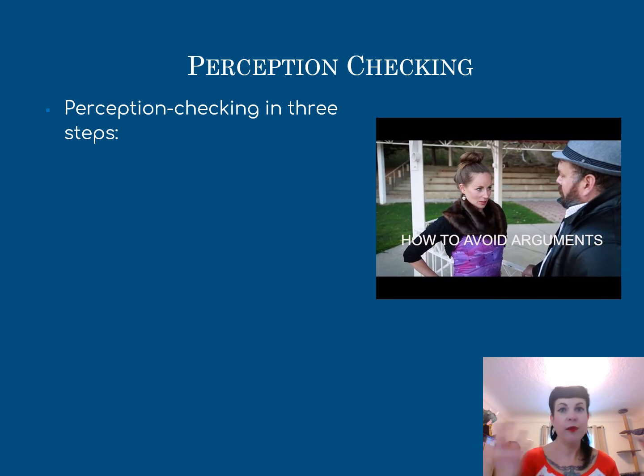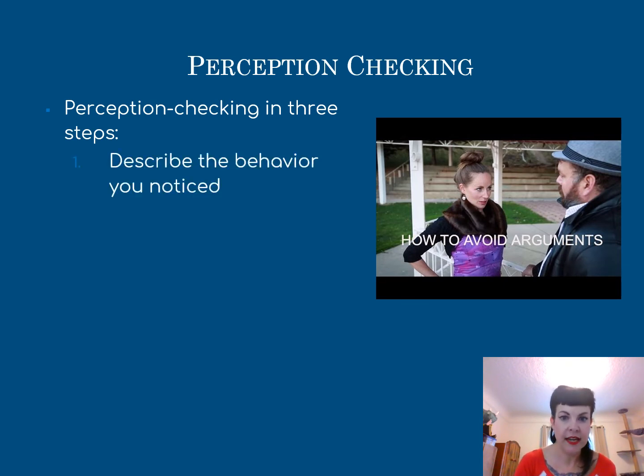We might have a stupid argument about whether a person is sneezing or snarling, and so basically we want to avoid doing that by saying, okay, this is how I saw it. Am I correct, or is there another possibility, and could you please explain? And so this is basically what perception checking is.